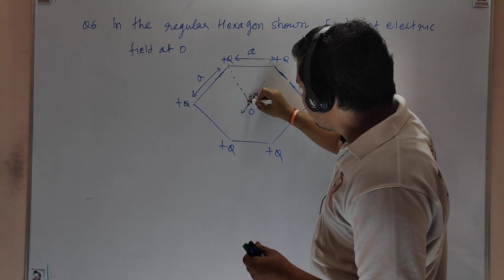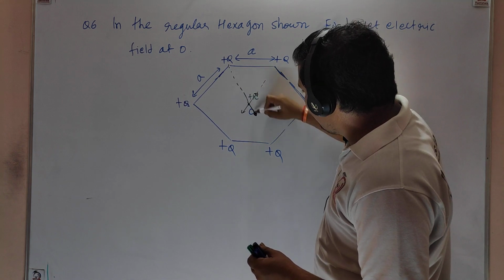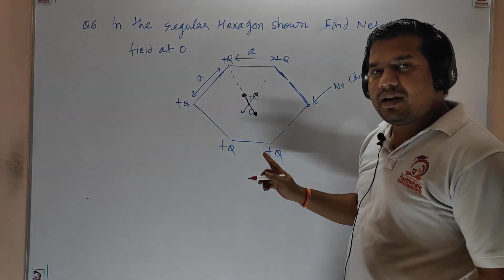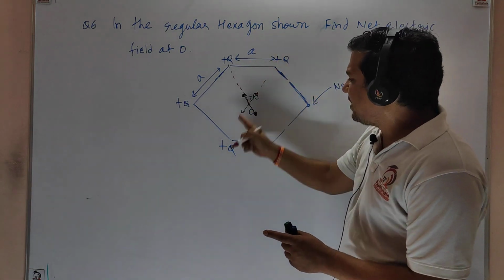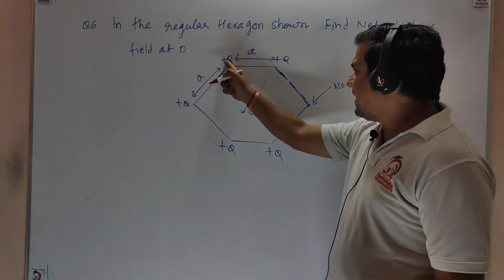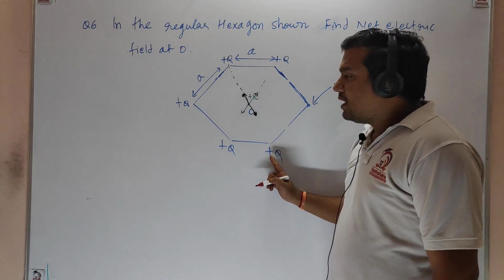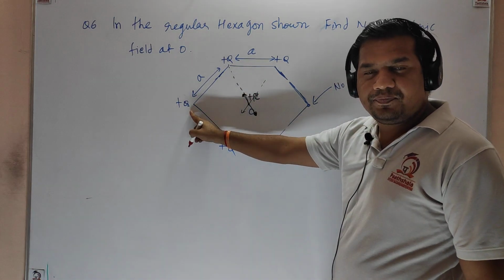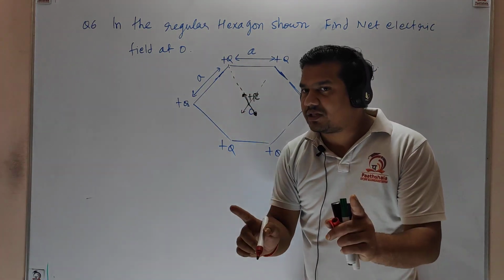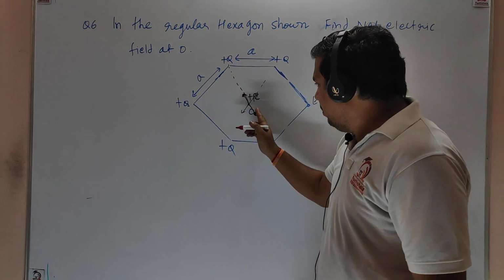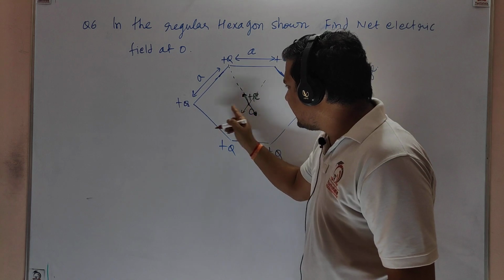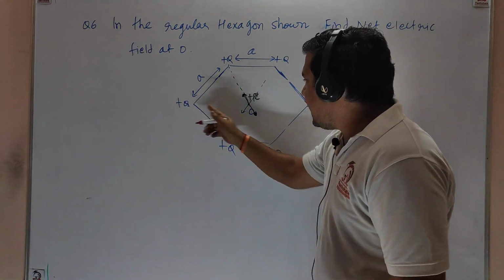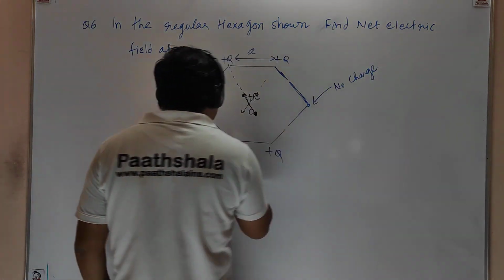Because of this charge, the electric field will be like this, and the electric field due to this charge will be in this direction. So these two will cancel their electric field, and these two will cancel their electric field, right? So at point O, the electric field is only due to this charge, right? And always remember the distance between the center and vertex of a regular hexagon is equal to A, equal to the length of the sides.